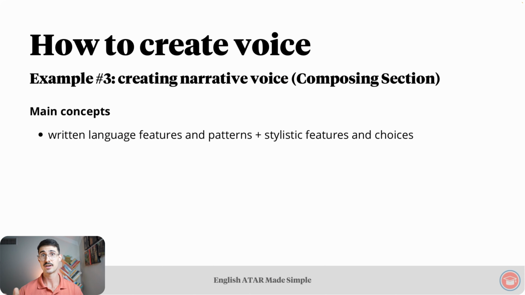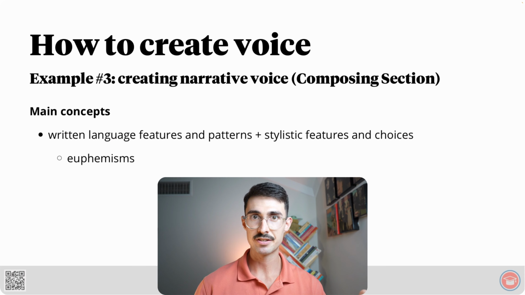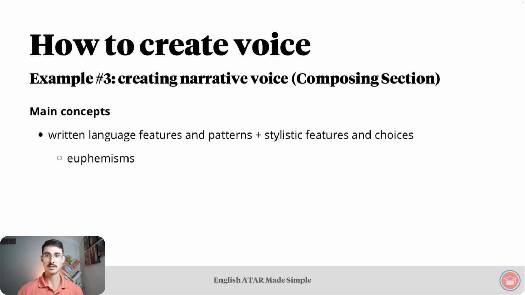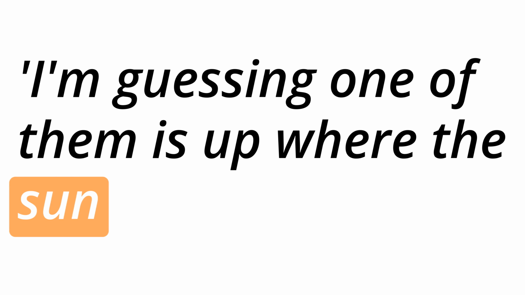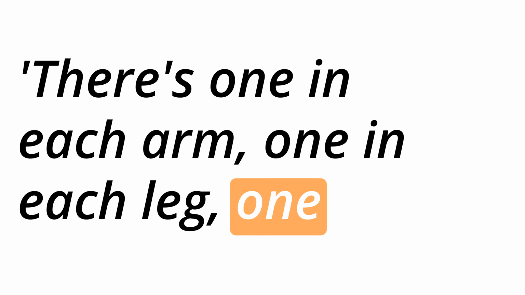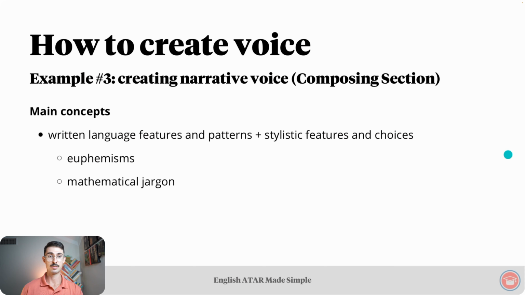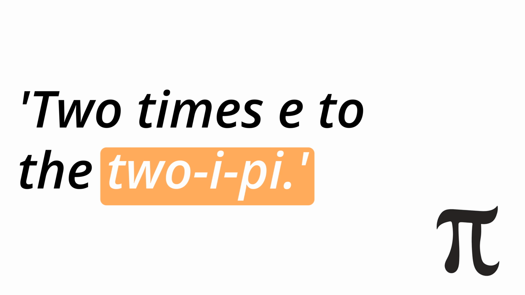Some other very relevant concepts are written language features and patterns and stylistic features and choices. Specifically, euphemisms. A euphemism is a mild or indirect way of expressing a harsh, blunt, or embarrassing thing. Some examples of euphemisms. I'm guessing one of them is up where the sun doesn't shine. There's one in each arm, one in each leg, one in my gentleman's equipment. We also have some mathematical jargon. 2 times e to the 2i pi.